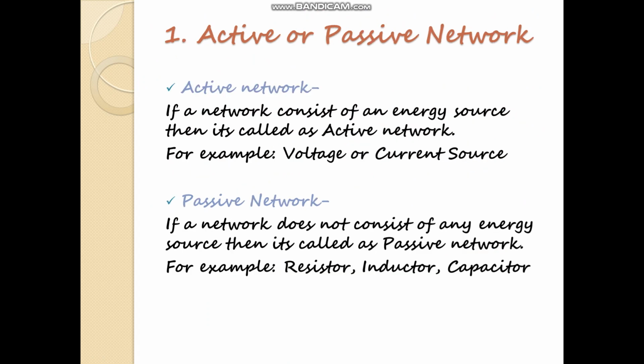Active and passive networks. Active network means the network which consists of an energy source, for example voltage or current source. Passive network means the network which does not contain any kind of energy source. For example, it contains components like resistor, inductor and capacitor, but not the source.